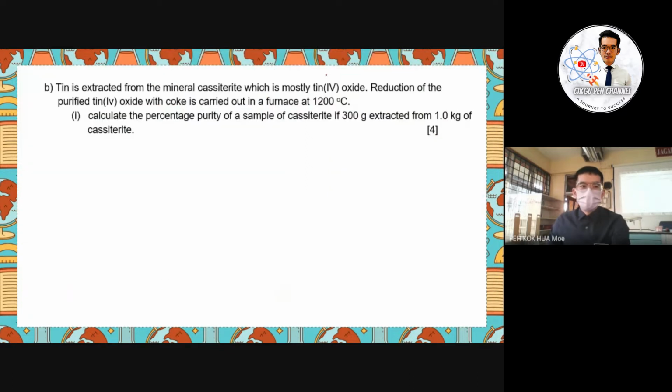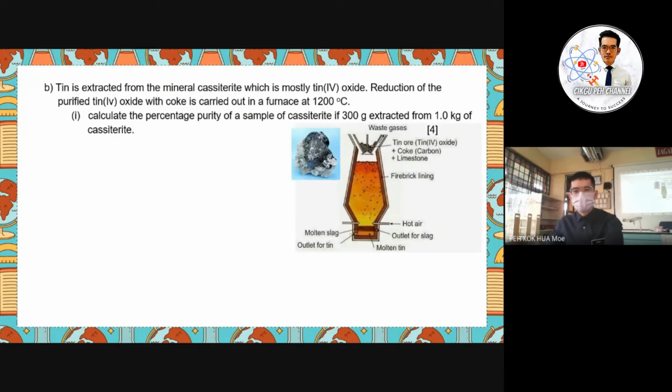Okay, so next, tin is extracted from the mineral, which is mostly tin 4 oxide. Reduction of the pure tin 4 oxide is carried out in a furnace at 1200 degrees Celsius. Okay, so the question asks you to calculate the percentage purity of the sample, where 300 grams is extracted from 1.0 kg of the mineral. Okay, so this is a process you already learned at your STPM, your P3. So the input here will be the tin oxide and the carbon, and then the output will be pure tin.